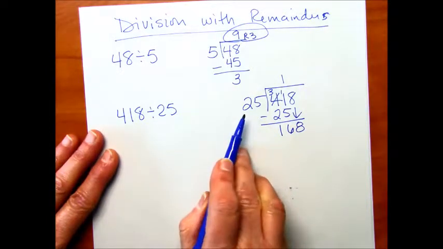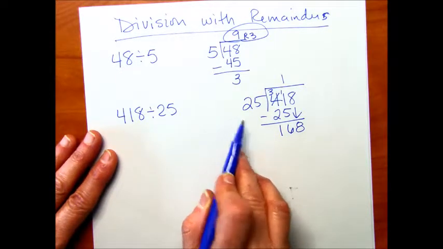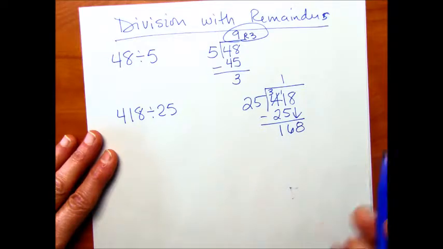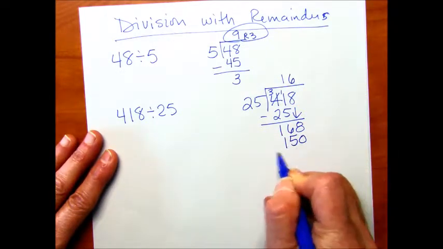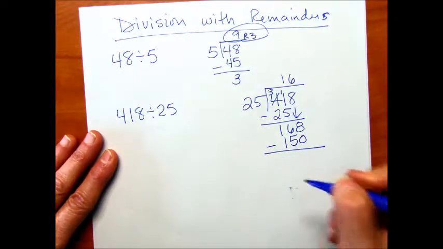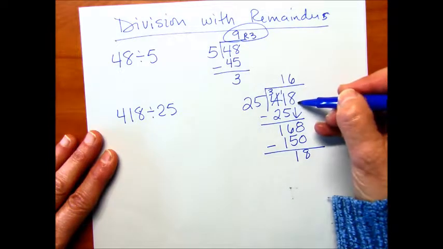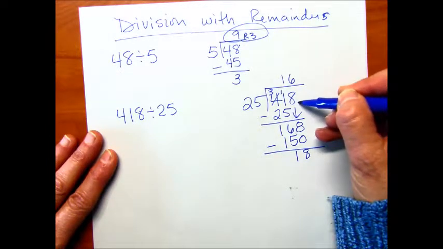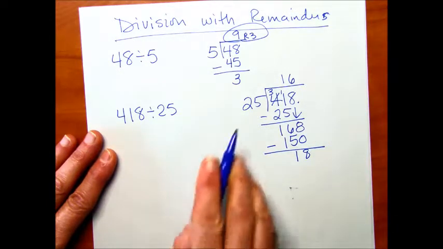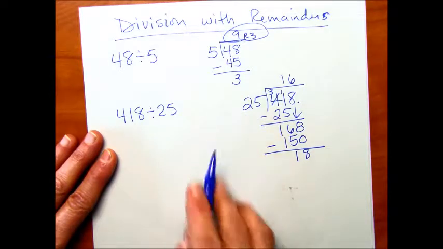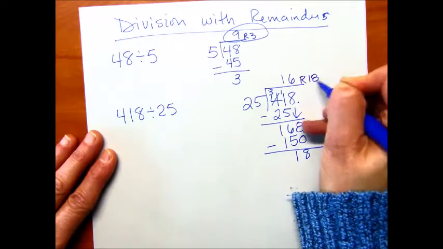Now I'm going to do a little guessing here. I know that there's 4 quarters in $1, and $1.50 would be 6 quarters, and this is close to that, so I'm going to say 6 times 25 is 150. Then I'll subtract, and I've got 18 left over. Because this 8 is the last digit in our number, we're not going to bring down a 0. And 18 is less than 25, so then I'm going to have a remainder of 18.